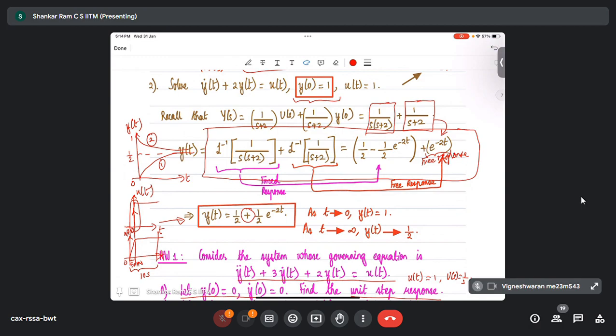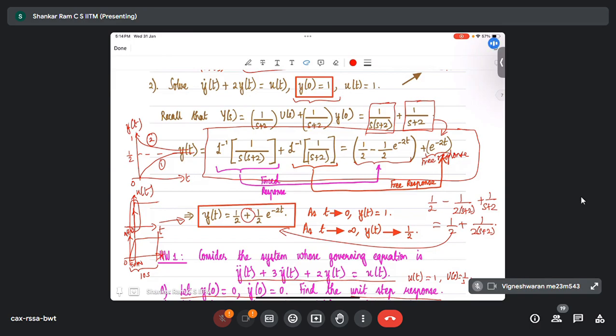Correct, sir. So I wrote it like this because I wanted to show explicitly which one is the free response and which one is the forced response, right? I wanted to communicate the physics to you, but you could have said, look, I process it: this is 1 by 2 minus 1 by 2 times s plus 2, and then plus 1 by s plus 2. This is going to be 1 by 2 plus 1 by 2 times s plus 2. Now I take the inverse Laplace transform, I'll end up with the same answer. Doesn't matter. I hope I have answered your question, right? So we can do either way.